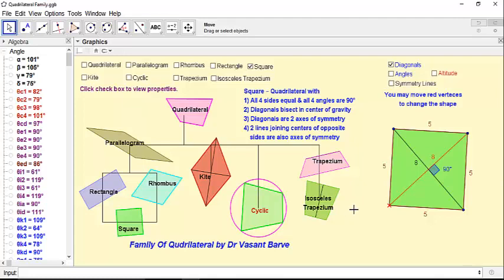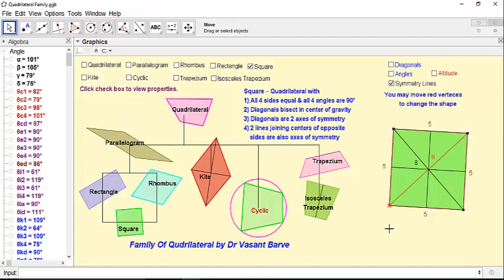Therefore, to find the area of this particular square, you may multiply these two sides, that is, square of one of the sides, or you may multiply the two diagonals to each other and divide it by 2. Let's see the symmetry. You'll see that you have got 4 axes of symmetry.